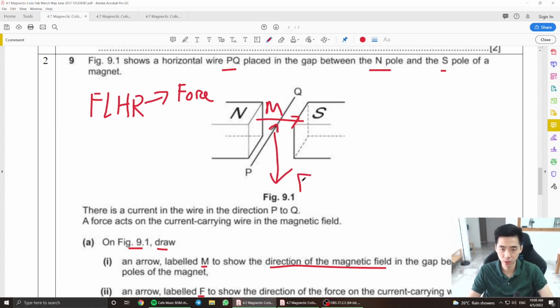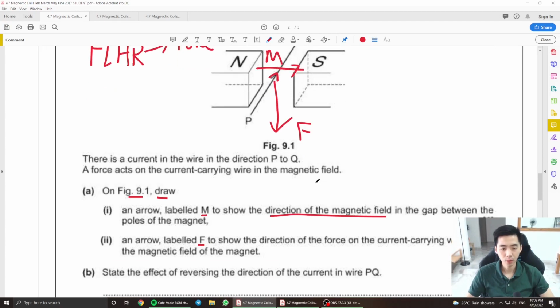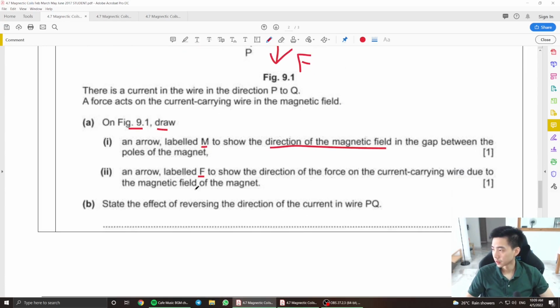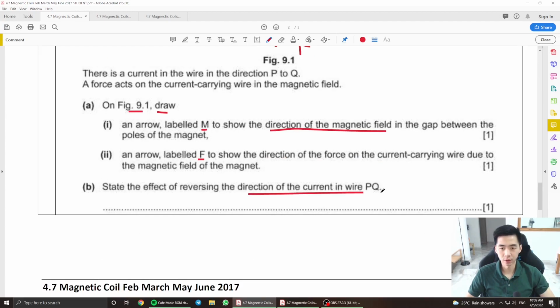So this is where you're supposed to be, guys. Make sure you know how to use your Fleming's left-hand rule. Alright, so your force finger should definitely 100% be downwards here. Then after that, the next question, what do they want from you? State the effects of reversing the direction of the current in the wire PQ.